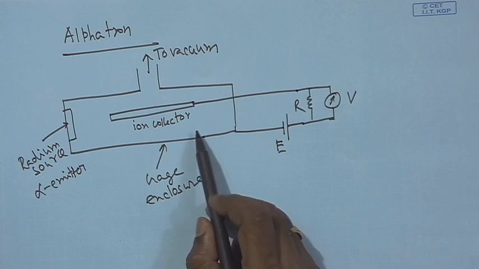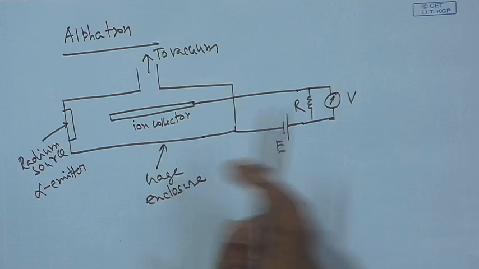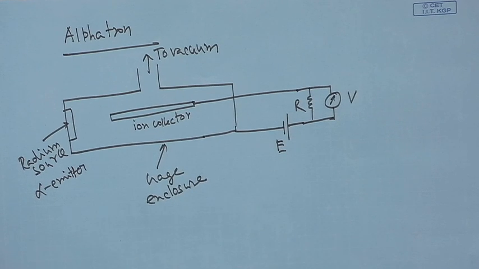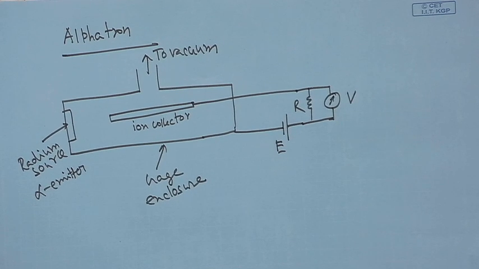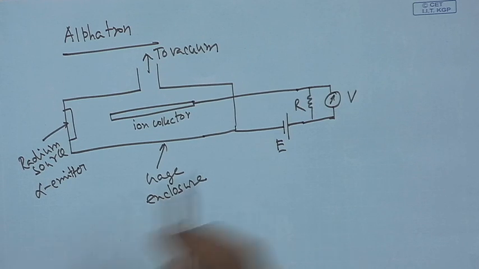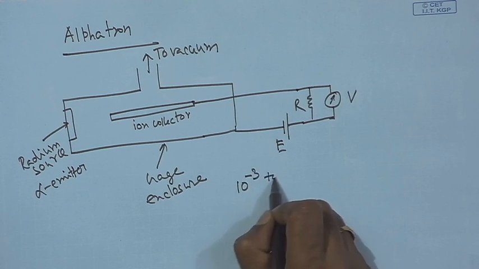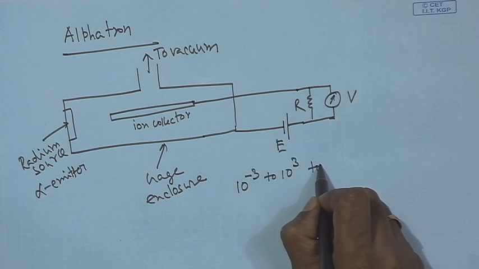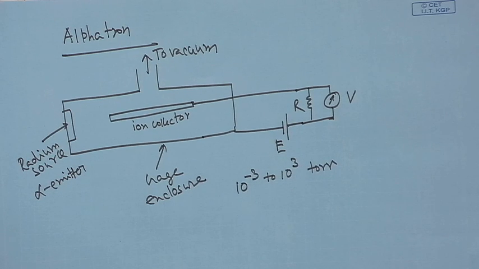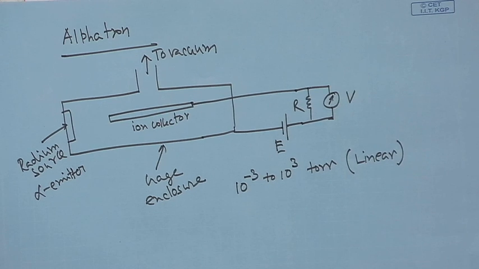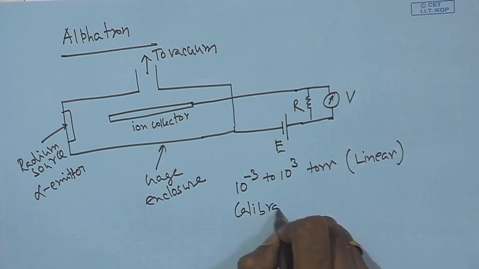The degree of ionization is a measure of the pressure as usual, and the degree of ionization is indicated by the voltage output. The alphatron has a linear range between 10 to the power minus 3 to 10 to the power 3 torr. Here the gauge is linear. However, calibration is gas dependent.